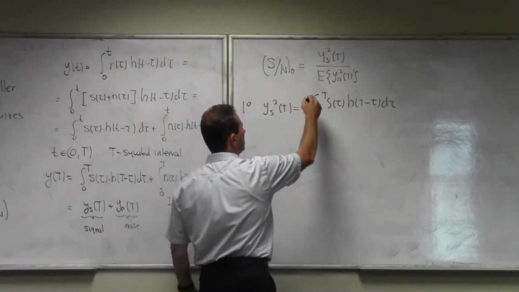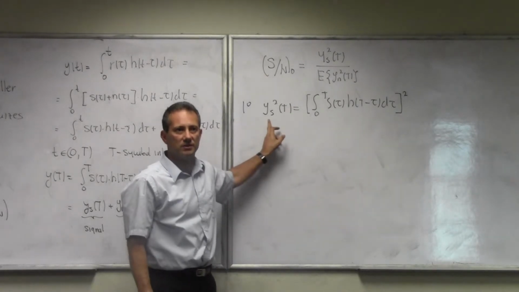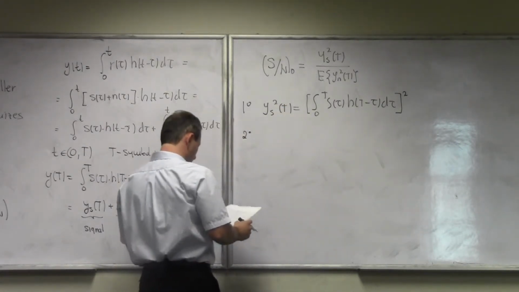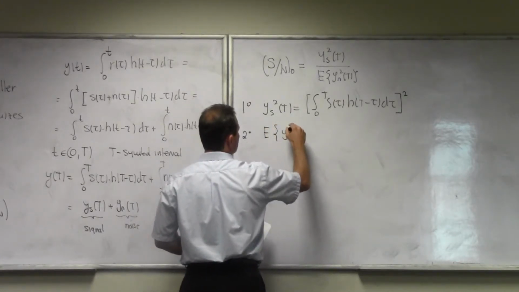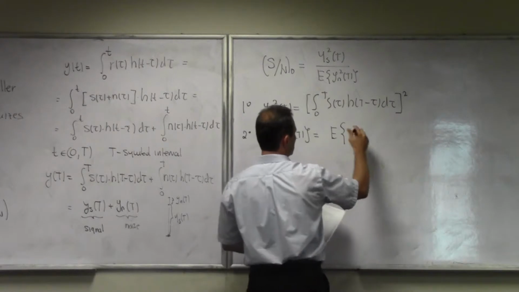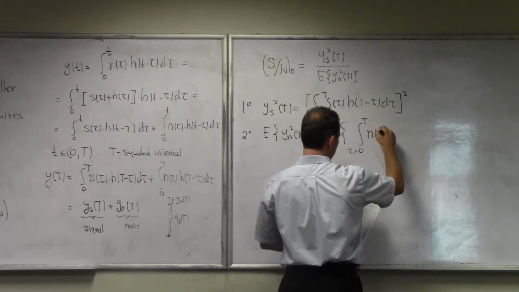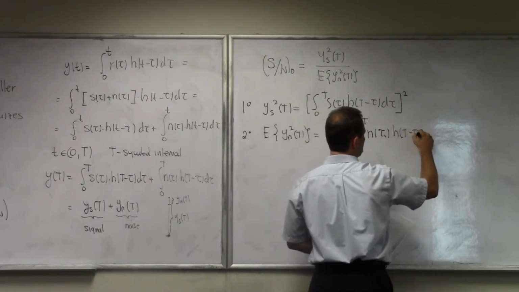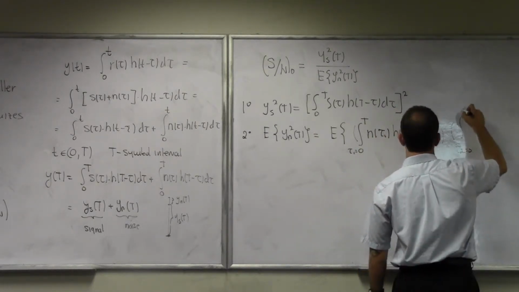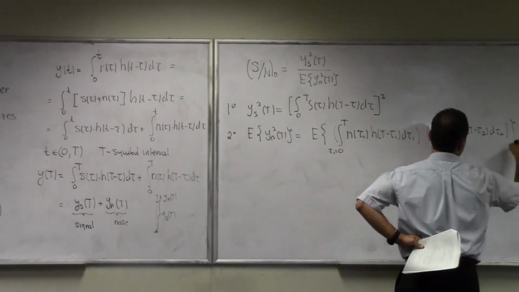Everything is deterministic here. All I do is square this and say that's what it is. Give me h of t, and I'll always be able to tell you what this is. So here the work is done. But let's take a look at our denominator. The expected value of yn squared of t is going to be the expected value of, if I want to square this, an integral where tau 1 goes from 0 to T of n of tau 1 h of T minus tau 1 d tau 1. So that's the first yn. And then the second one is the integral where tau 2 goes from 0 to T of n of tau 2 h of T minus tau 2 d tau 2, and then the expected value of this.